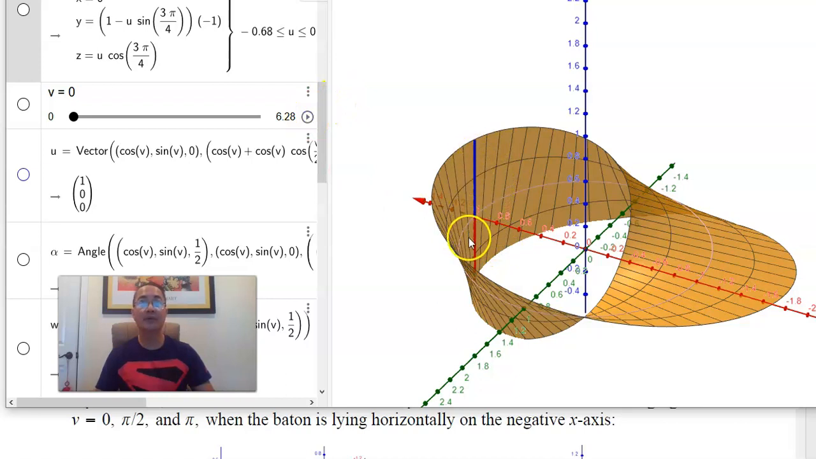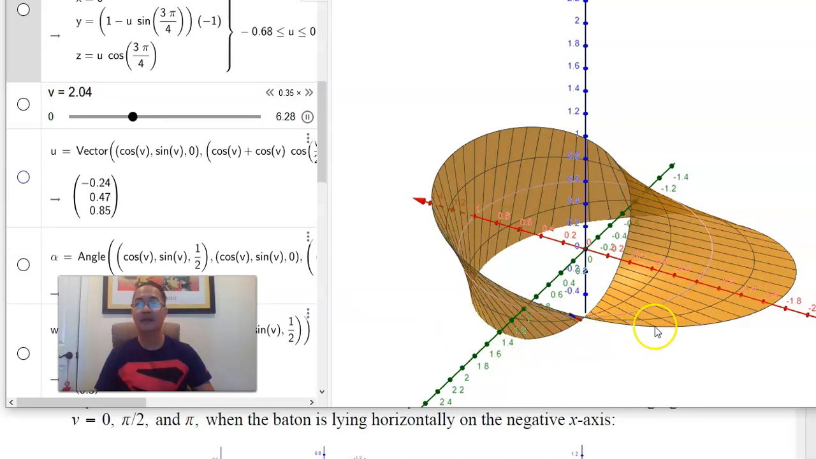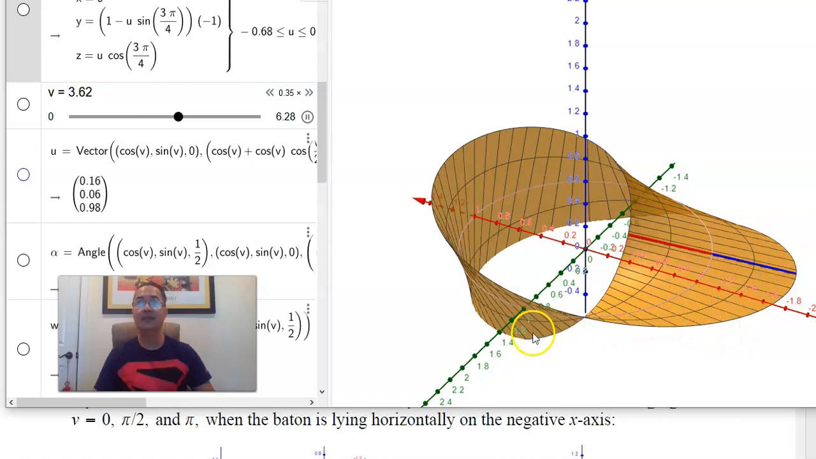Look, blue on top, red on the bottom. As it turns around, see how it stays on that Mobius strip, and it's now lying horizontally on the x-axis, and it keeps on going. I'm going to stop it now because what I want to show you is the unit normal vector.